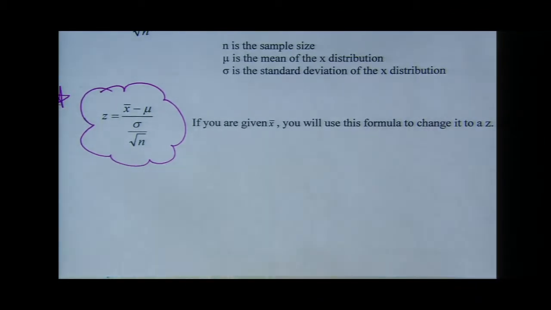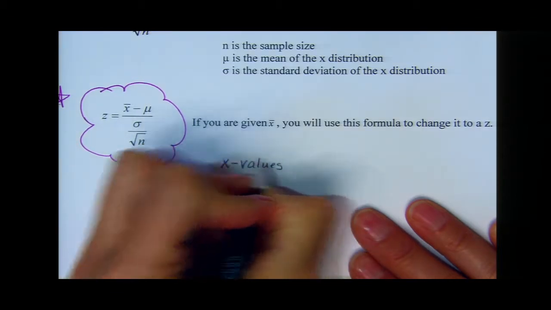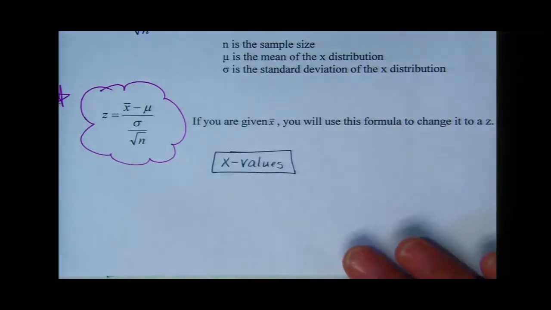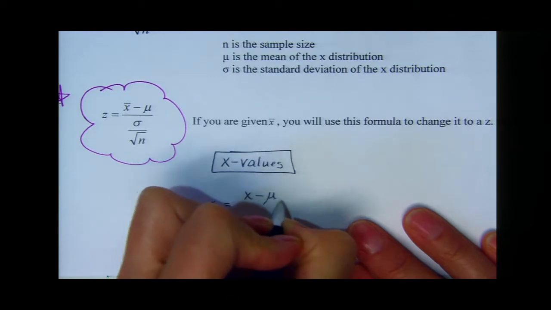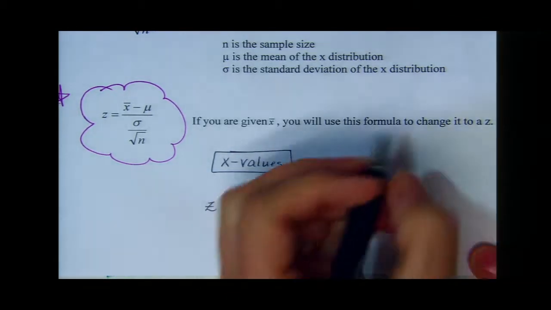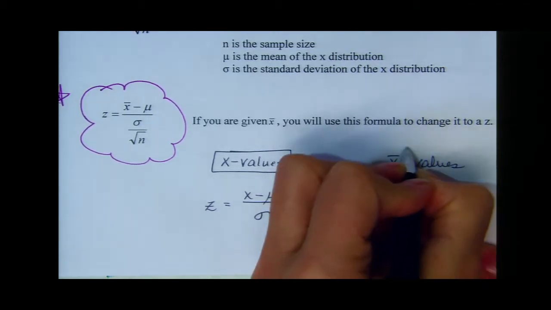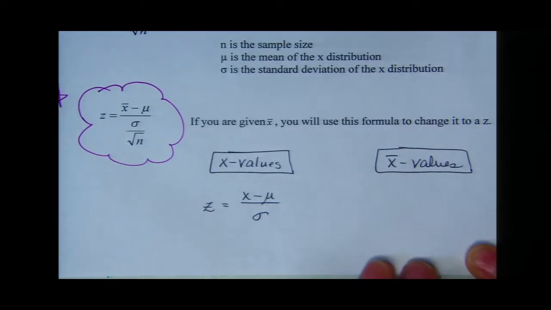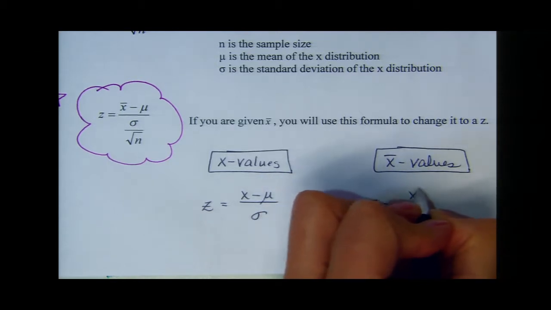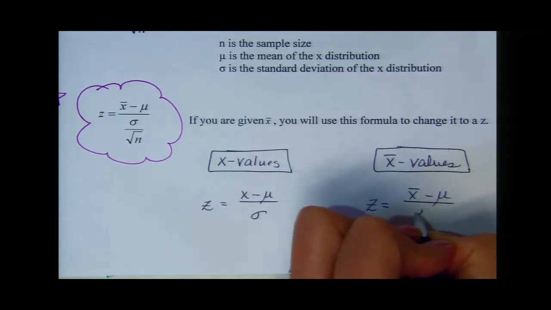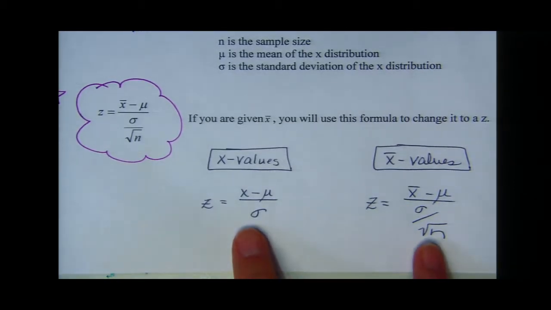Now here's the main thing you need to remember. If you're talking about X values, meaning one person or one item, then to standardize that, we're going to use X minus mu divided by sigma. But if we are talking about X bar values, meaning the average of several people or several items, then to standardize that value, you take X bar minus mu divided by sigma divided by the square root of n. So when you're converting, you're going to be using one of these two formulas.